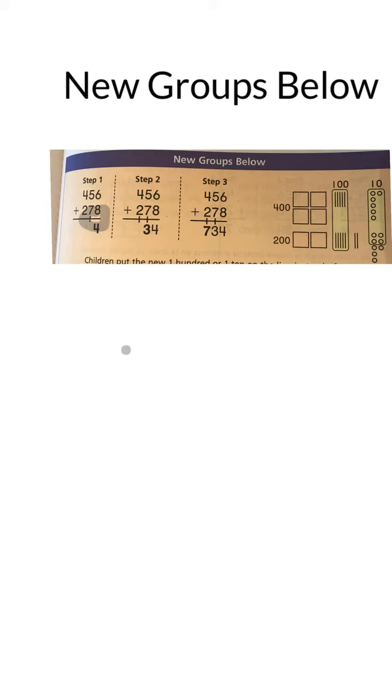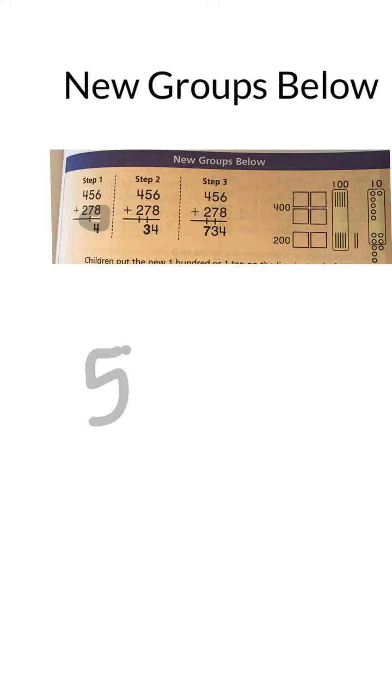456. When we add the tens, we have the 5 tens and 7 tens, and the extra 10, which is one more, which is 13, and we put a new one. Then we add the hundreds. 4 plus 2 plus 1 is 7. They showed this with place value drawings as well.